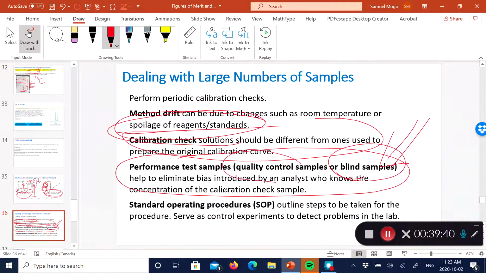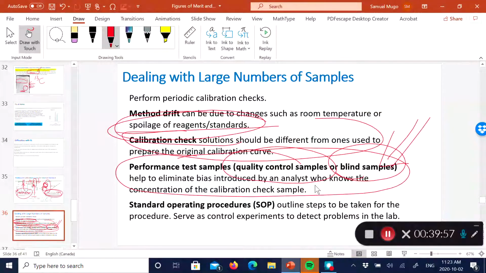And so it's a classical way of doing quality control, blind samples, analyzing blind samples at regular intervals. And that one validates your analytical method is doing what it should.